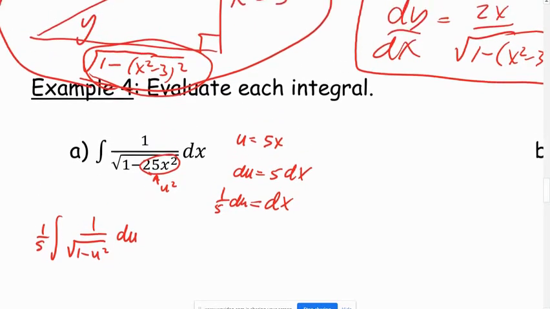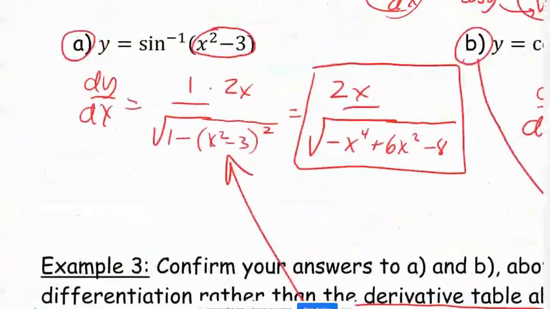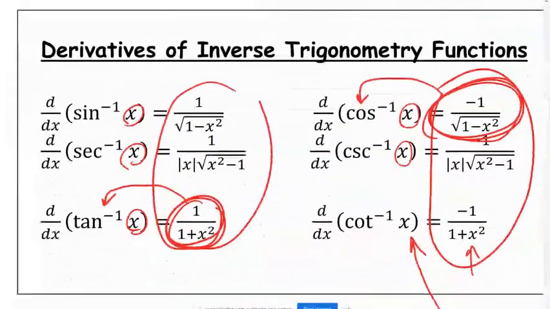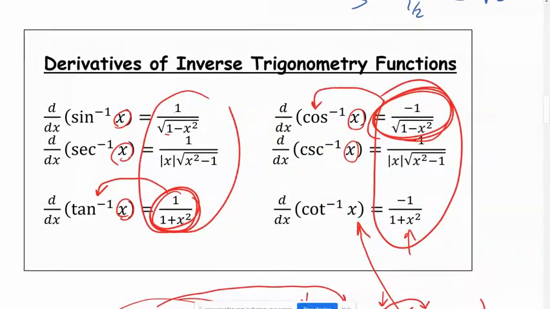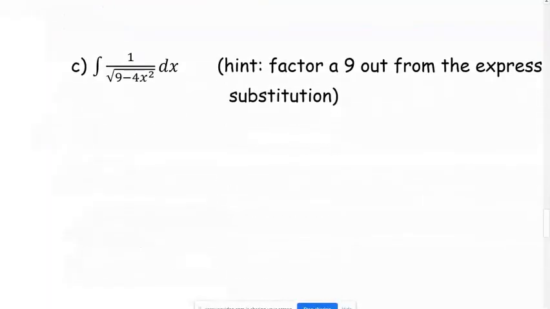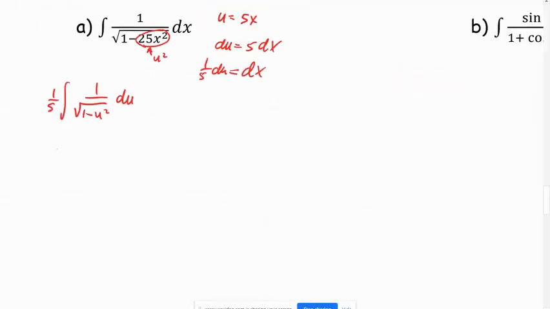And this looks just like, if we look at our table, inverse sine. And so this is going to be 1/5 inverse sine u plus c. And then we'll substitute the 5x back in again. So we get 1/5 inverse sine of 5x plus c.